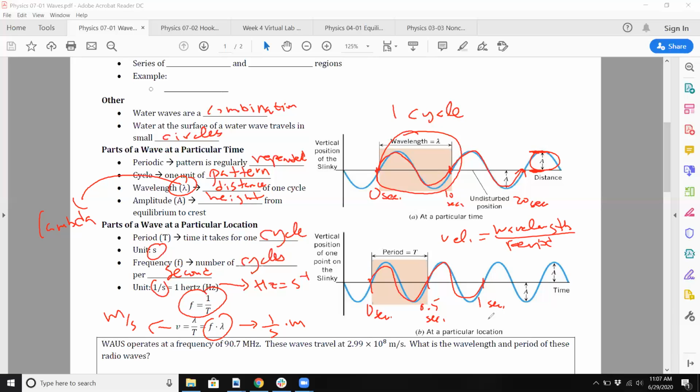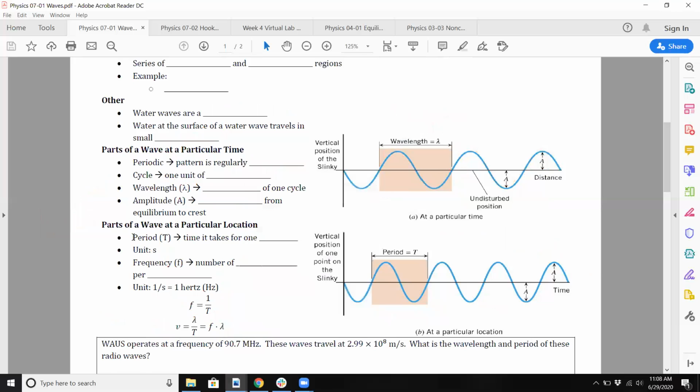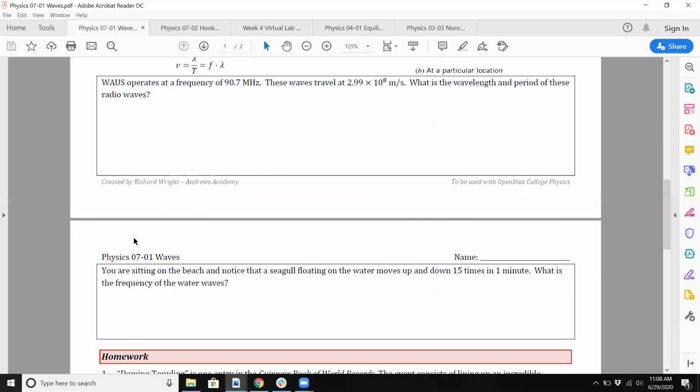Or it could be your frequency times your wavelength. So the formulas are pretty straightforward, pretty simple. It's very visual still. Let's do a couple problems. I'll have you guys go in breakout rooms and try some on your own.